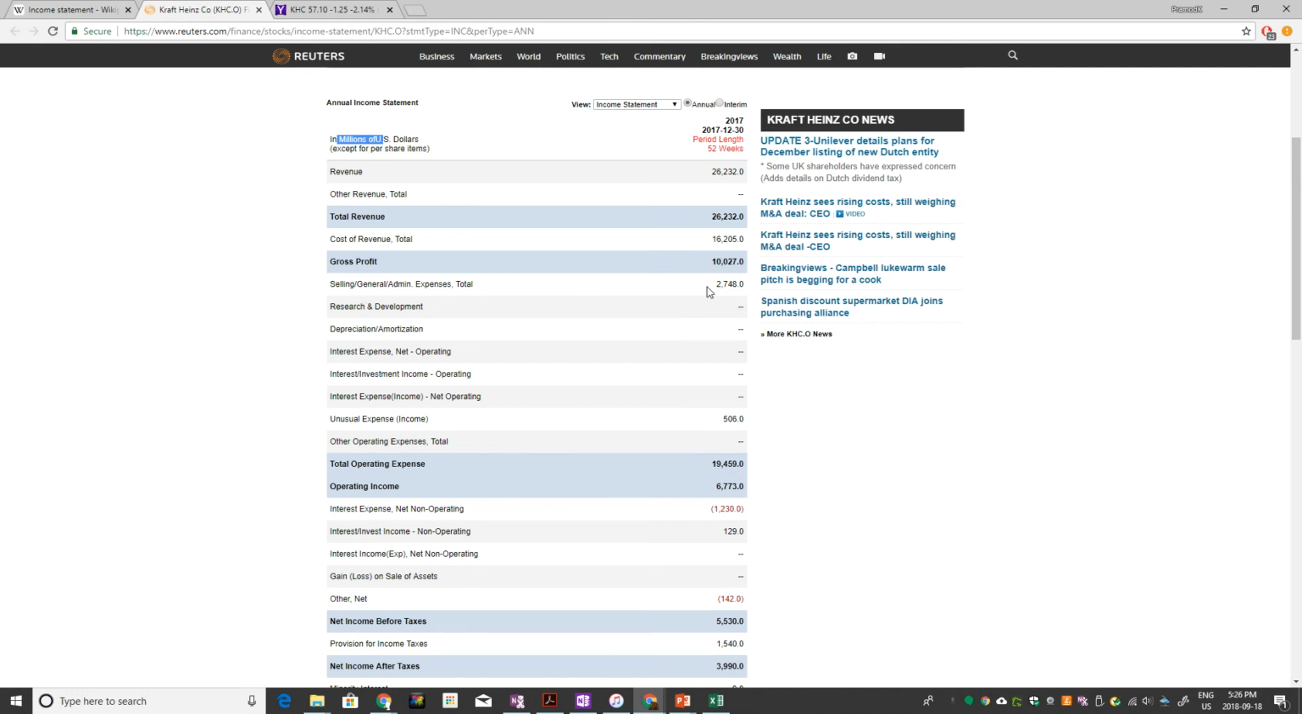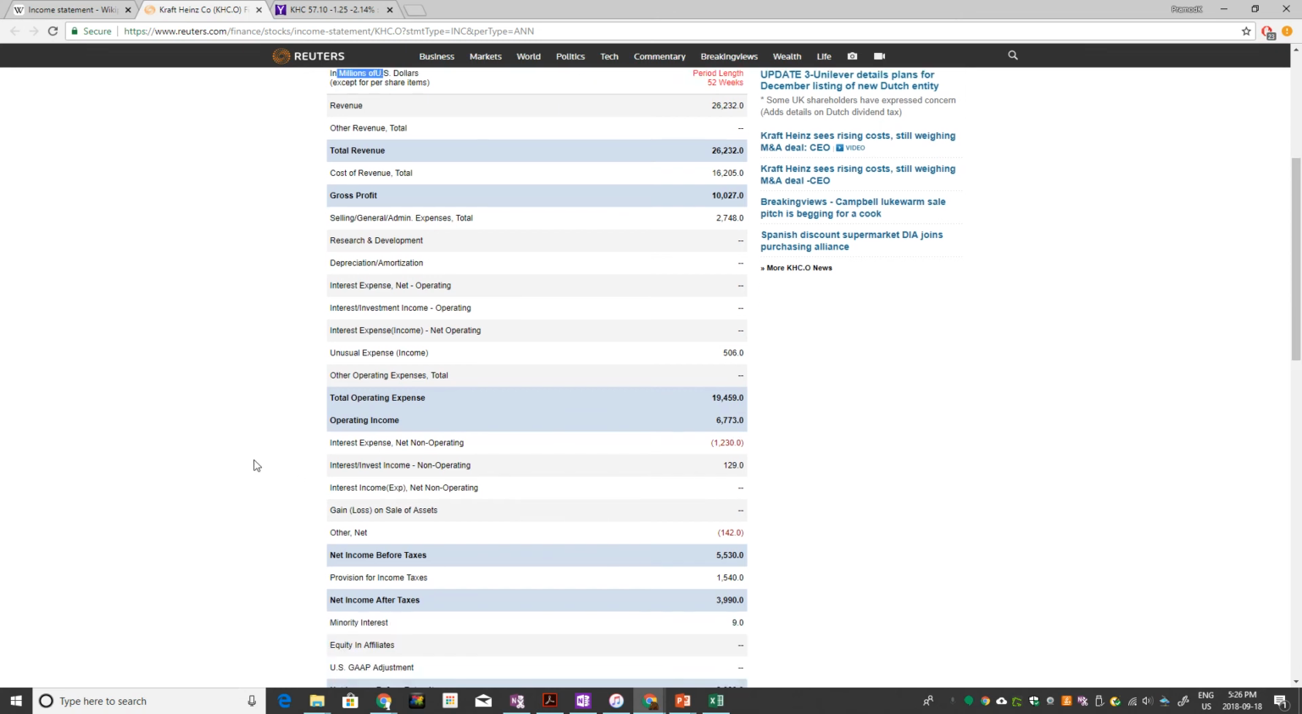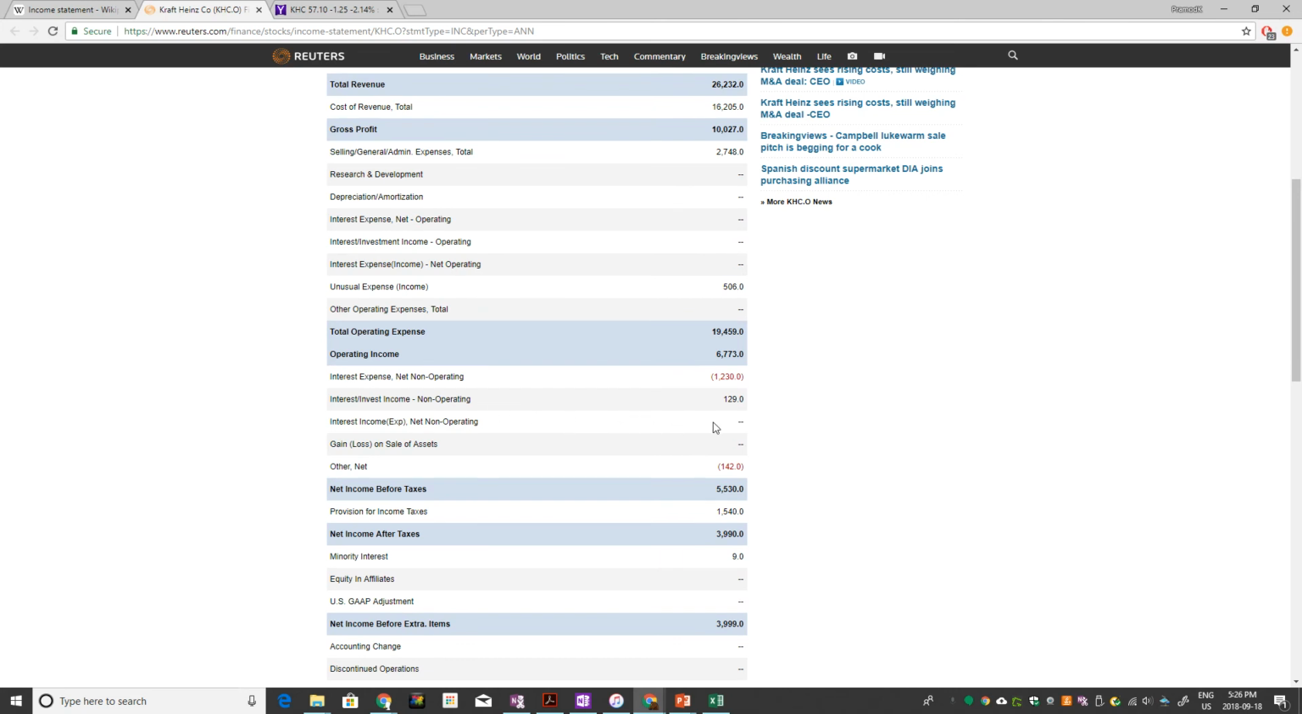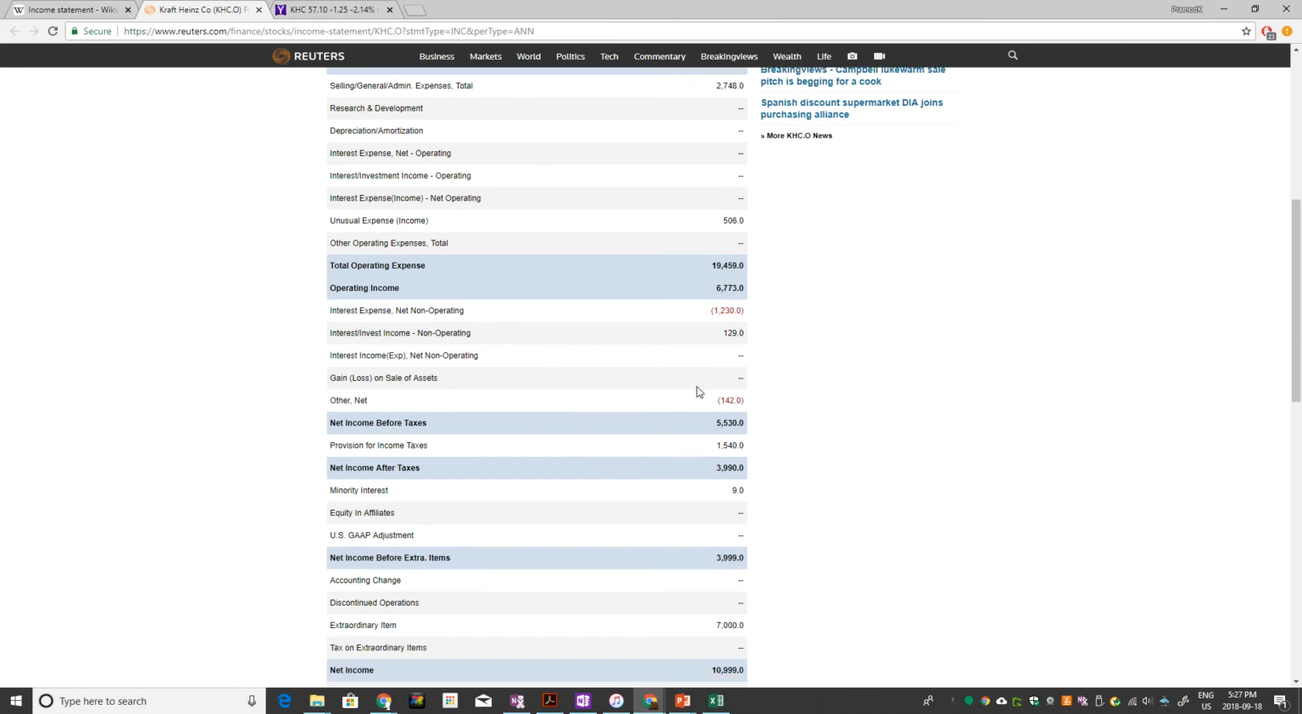Now the salary they're paying is 2.7 billion. And the total operating expenses, if I remove them from the operating income, is coming as 6.73 billion. Then they have some investment income, non-operating income, and some interest expenses, which is 1.23 billion. After reducing everything from 6 point, they are left with net income before tax. You can also think of it as earnings before tax, EBT, which comes as 5.5 billion.